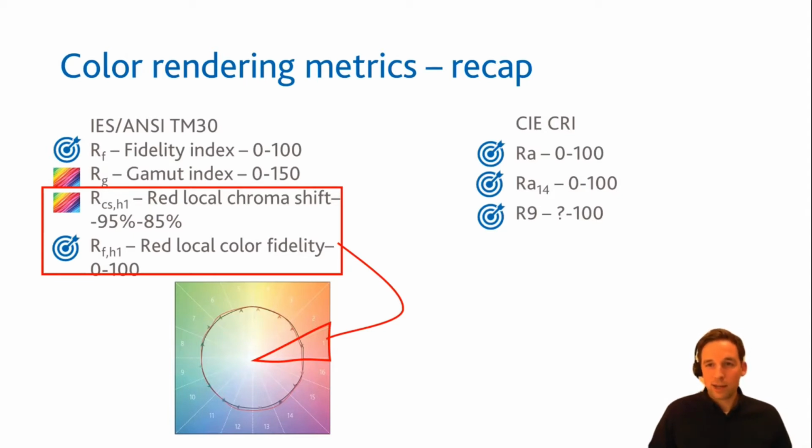The fidelity index is the closest thing you're going to get to CRI Ra8. Now, that again is this bullseye: how close are you to the reference source? And it is 0 to 100, but it's over those 99 samples.